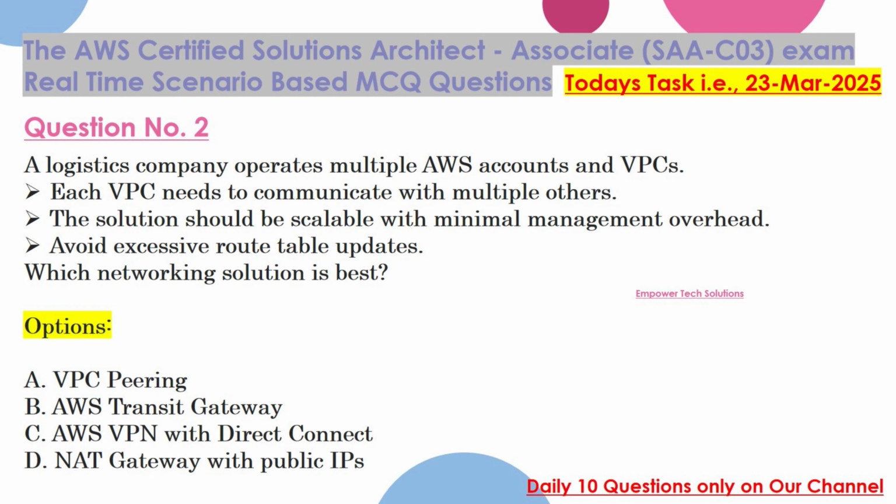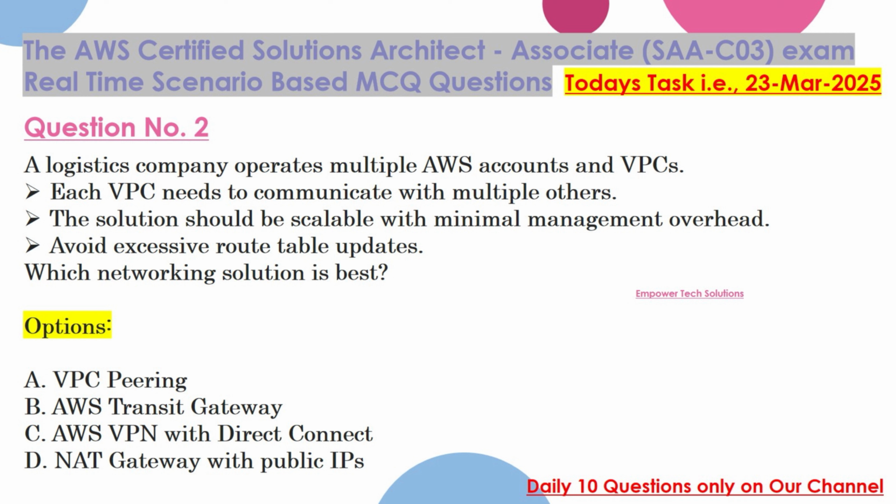Question 2. A logistics company operates multiple AWS accounts and VPCs. Each VPC needs to communicate with multiple others. The solution should be scalable with minimal management overhead. Avoid excessive route table updates. Which networking solution is best?